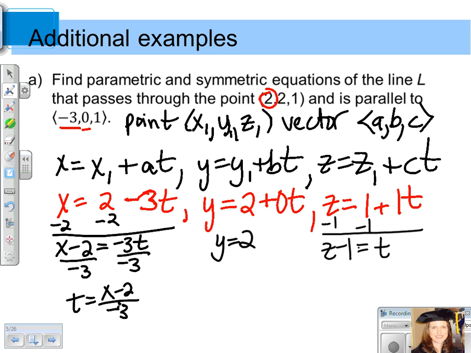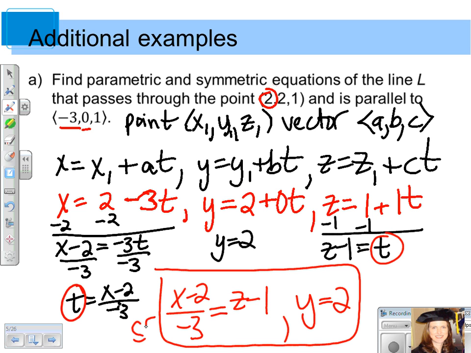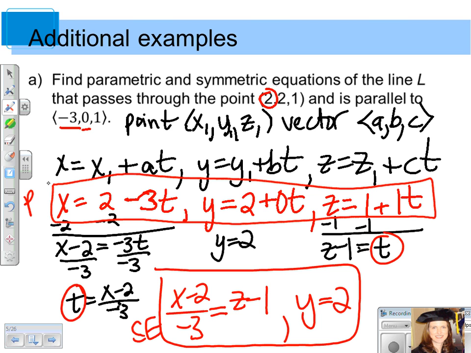So we're going to let the t from the x part of the parametric equations equal the t from the z part. Set those equal to get x minus 2 over negative 3 equals z minus 1. Then the other part of the symmetric equations will include the restriction for y. So that would be our symmetric equations, which I'll abbreviate with SE. And what we have listed here are the parametric equations.